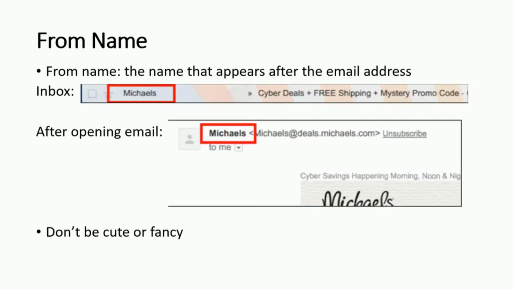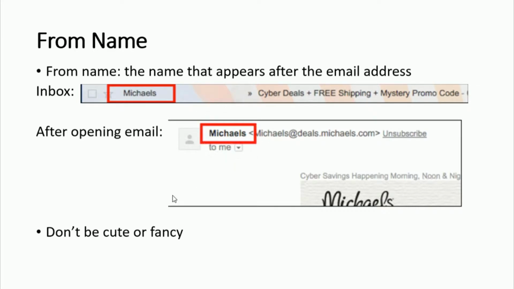So the from name is the name that appears after the email address. That's what it looks like in your inbox. Let's see if I got that little funky control thing. Yeah, so that's what it looks like in your inbox, and after you open it, it's going to show up like this.